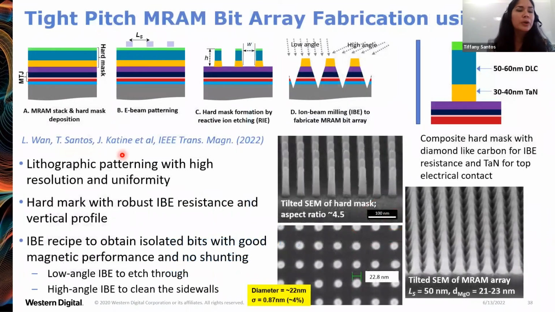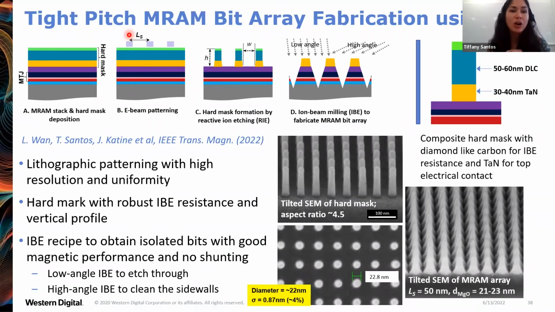So this is our approach here to get a tight pitch MRAM array. We start out with a blanket film of the magnetic tunnel junction stack and put the hard mask on top. The hard mask is used to define the MRAM pillars through the etch step.